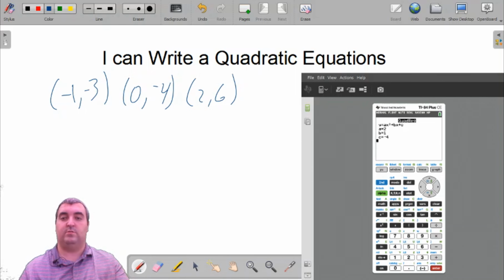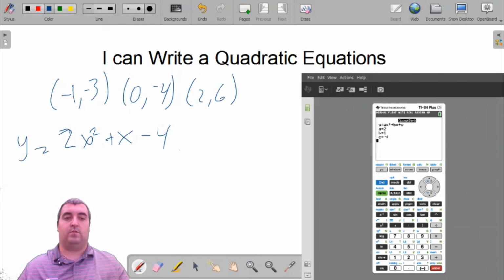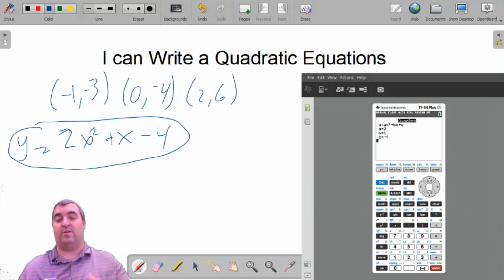So your answer is just that equation. So yeah, 2x squared plus x minus 4. All right. So 2x squared plus 1x, or just x, minus 4. And you could say y equals, or f of x equals. Okay. So yeah, when you're given 3 random points, for our sake, we're just going to use the calculator instead of trying to solve a system.